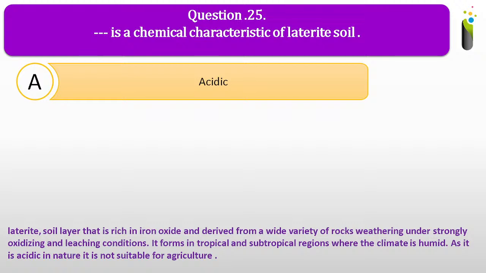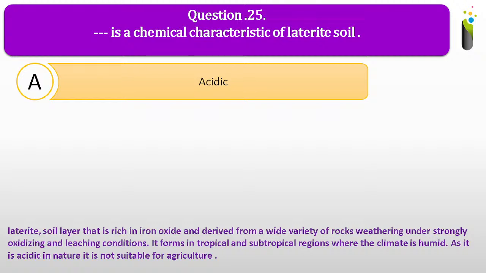Laterite is a soil layer that is rich in iron oxide and is derived from a wide variety of rocks weathering under strongly oxidizing and leaching conditions. It forms in tropical and subtropical regions where the climate is humid. As it is acidic in nature, it is not suitable for agriculture. So keep this in mind.